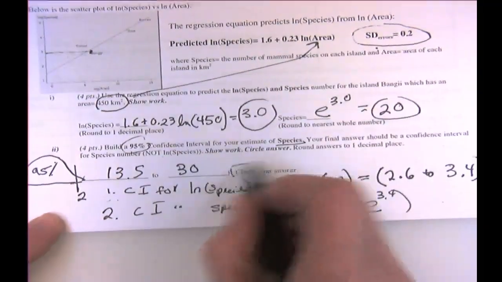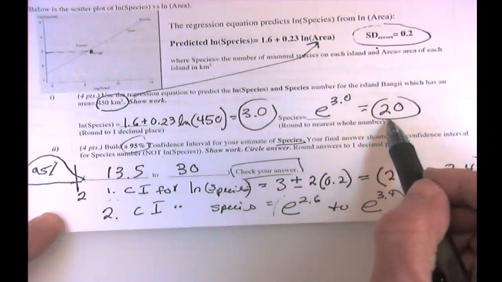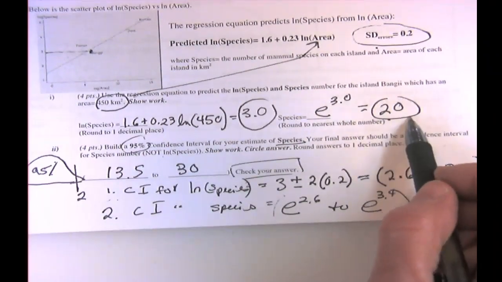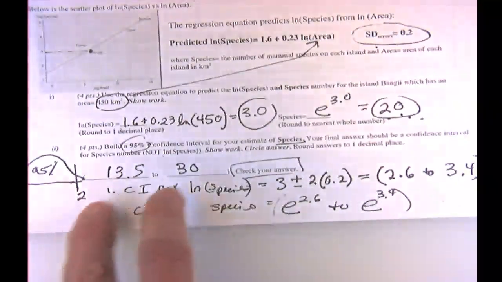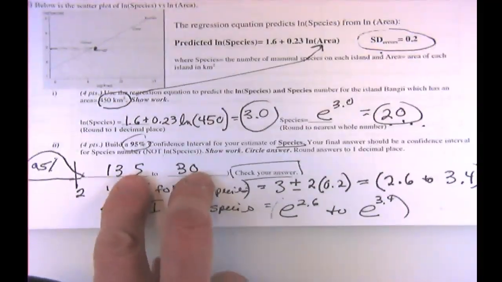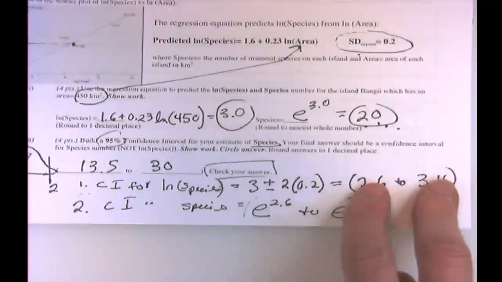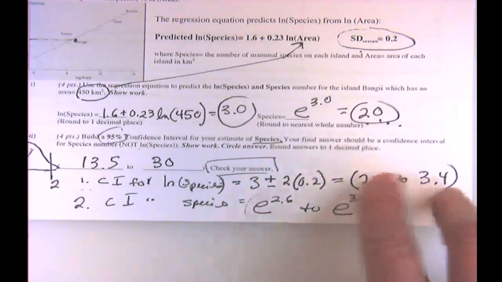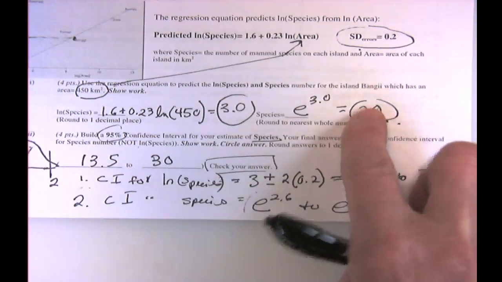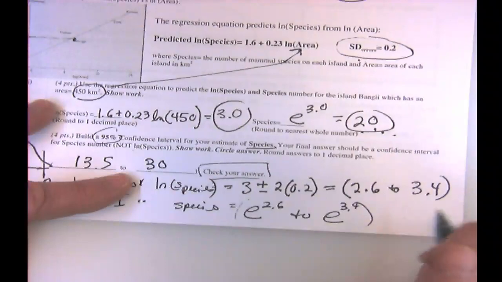And now check your answer. How are you supposed to check this? Well, what are we supposed to do? We're saying 20, so we're putting a confidence interval around this 20. And it's not going to be in the middle of that. Our log species is in the middle of this. So 3 is the average of these two, but 20 is not going to be the average of these two. Instead, it's the geometric mean. It's not the arithmetic mean.